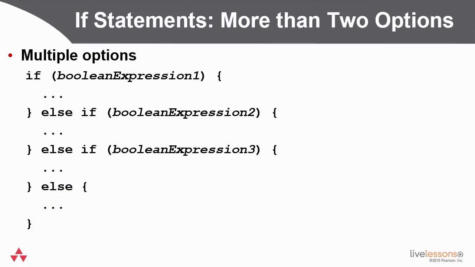Then, of course, you might have multiple options. So then you have nested if-then-else statements. If this one is true, do the first set. Else if the second one is true, do the second set of statements. Else if the third one is true, do the third set of statements. Otherwise, an else with no if, do the last set of statements.